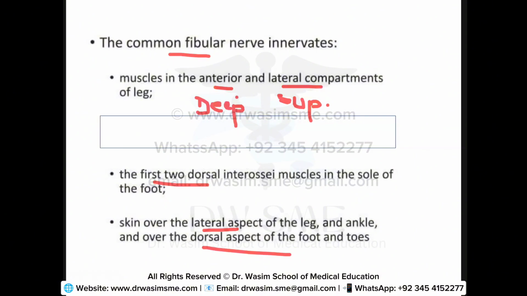Now, there is an exception that the first web space is supplied by the deep peroneal nerve, whereas all the dorsal aspect of the foot along with the toes is supplied by the superficial peroneal nerve. So this is the difference. Apart from this, you can see the diagrams which are effectively given in Netter to be further enriched with knowledge regarding the innervation of these nerves.